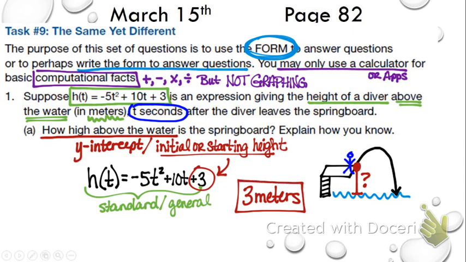Nicely done. Standard form tells us the initial height. It's that C value. We grab it, and we're done. All right, look down at question B. Still on number 1, looking at question B.